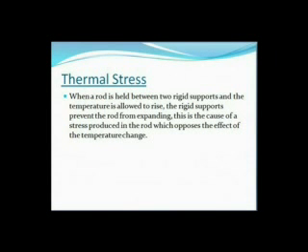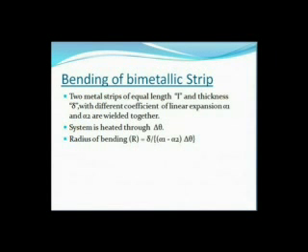Now we'll see the bending of a bimetallic strip. So here is our bimetallic strip. Here we have two metal strips of equal length L and thickness delta, and both these metal strips have different coefficients of linear expansion, alpha 1 and alpha 2, and they are welded together. Now if we heat this system through a temperature difference of delta theta, this metallic strip bends, and the radius of bending, that is R, is equal to delta by (alpha 1 minus alpha 2) into delta theta.